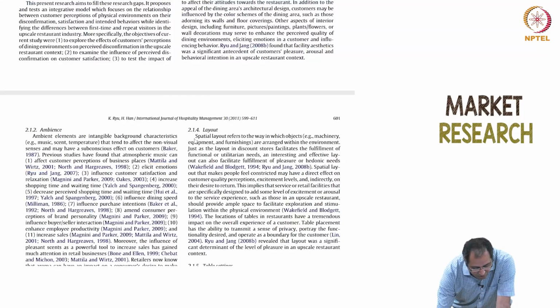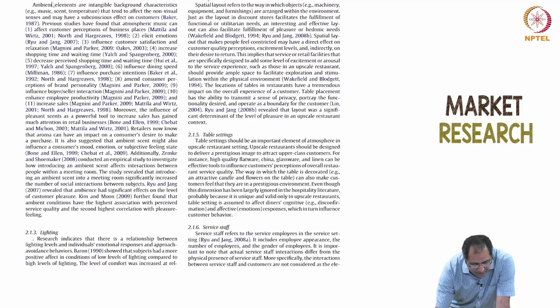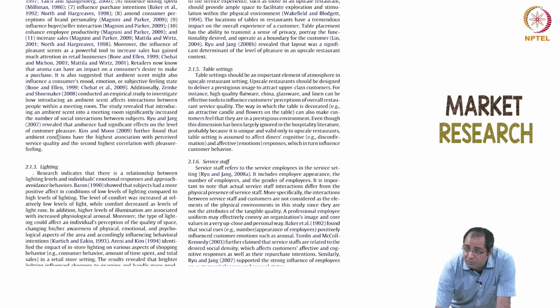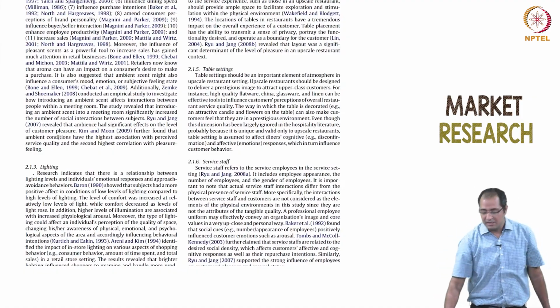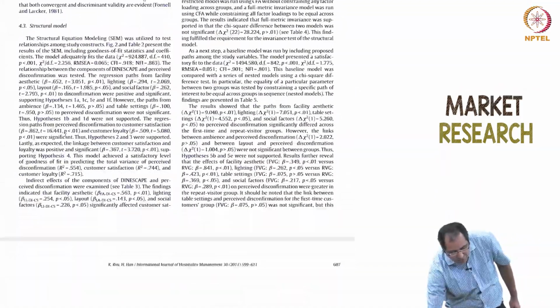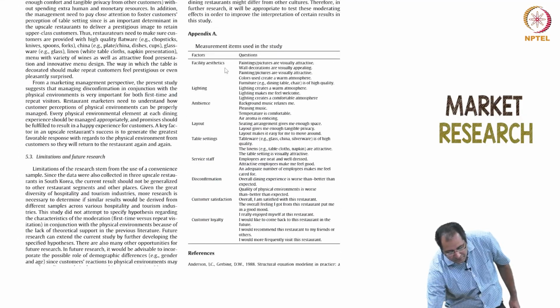Likewise, layout, spatial layout refers to the way in which objects are arranged within the environment. You have everything. Ambience is one, lighting is another. So see what their definition is, and you would also get to know how they are measured, in terms of the questions and statements. So these are the statements.